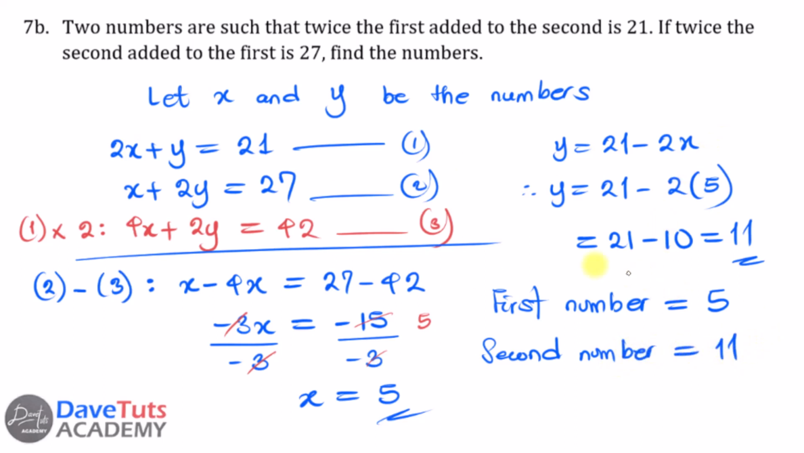And we can just verify. Twice the first number, that will be 2 times 5, that is 10. Plus the second, 10 plus 11, of course, that's 21. Twice the second, 2 times 11 is 22. Added to the first, 22 plus 5 is 27. That is 27. So we're on the right track, and this is our solution as expected of us.